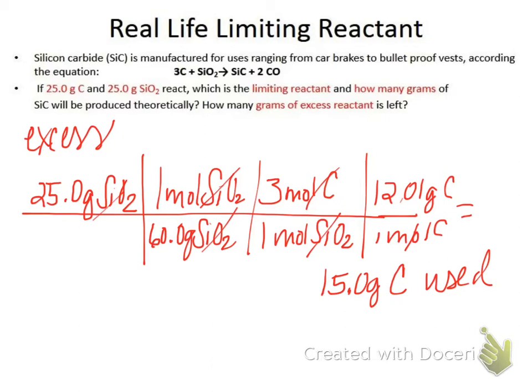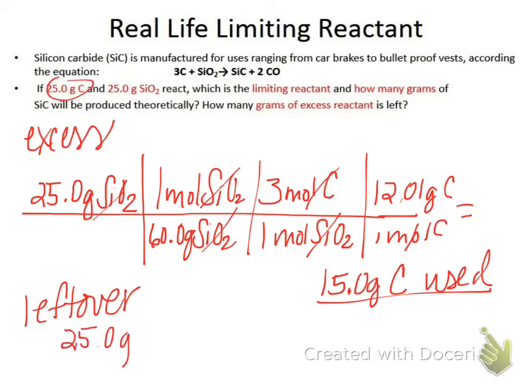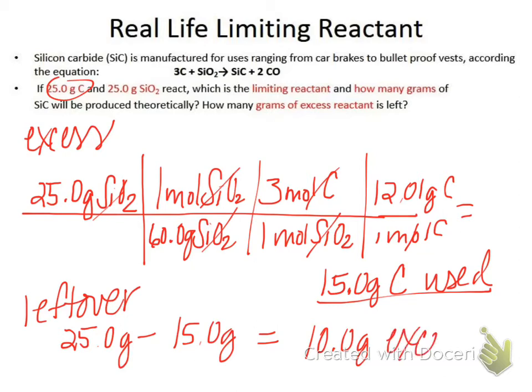Okay? But that's how much we use. That's not how much is left over. So in order to get the leftover, we're simply going to do a subtraction problem. So we're going to start with the original amount, 25 grams. We're going to subtract the 15 grams that we used up, and that would leave us 10 grams of excess carbon. So we would have 10 grams left over. And so that would be that answer. Okay? So if you will turn to the example on the next page of your notes, I'm going to do the first example, and so we'll do that real quick together.